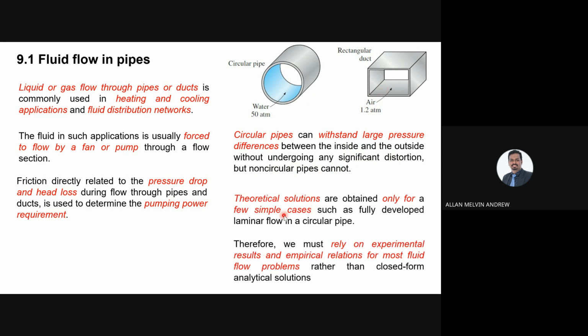So theoretical solutions are obtained only for a few simple cases, such as fully developed laminar flow in a circular pipe. Okay, so we have seen a lot of formulas involved in this subject. If you want to use those formulas to calculate the fluid flow in the pipe, we need to have a fully developed laminar flow. Laminar flow is a straight, smooth, steady flow, so then it's much easier for us to calculate.